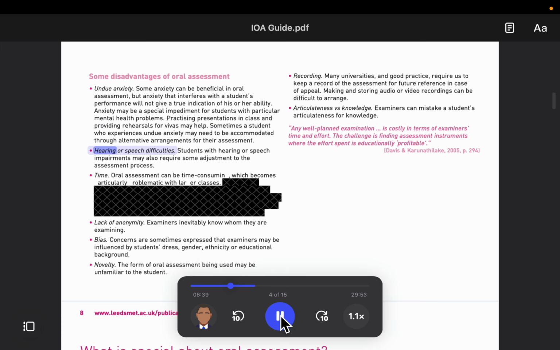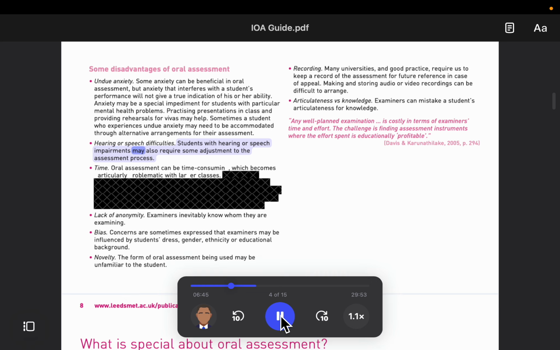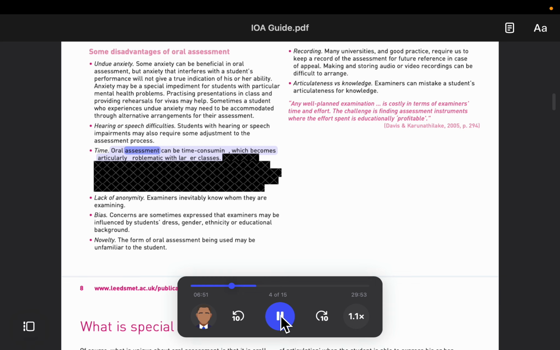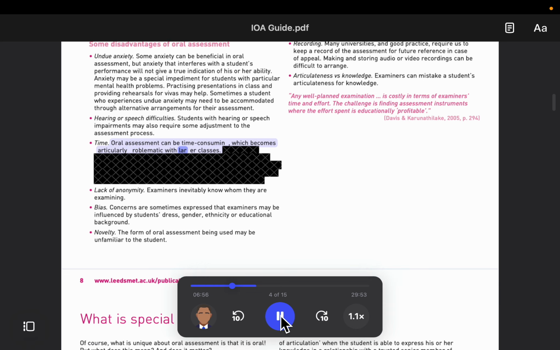Here we go. Hearing or speech difficulties. Students with hearing or speech impairments may also require some adjustment to the assessment process. Time. Oral assessment can be time-consuming, which becomes particularly problematic with larger classes. No idea what happened there, but this is basically saying oral assessment can be time-consuming.